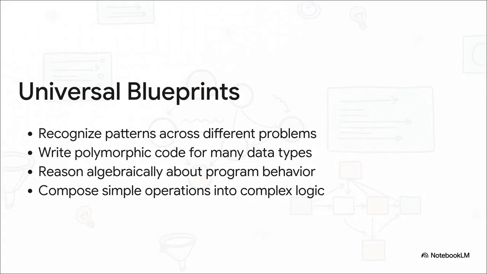You know, learning these abstractions is kind of like getting a set of universal blueprints for programming. You start to see the same fundamental patterns showing up everywhere. This lets you write one piece of code that just works on tons of different data types. That's polymorphism in action. And because these patterns follow really simple, predictable rules, you can build huge, robust applications by snapping together small, simple functions.